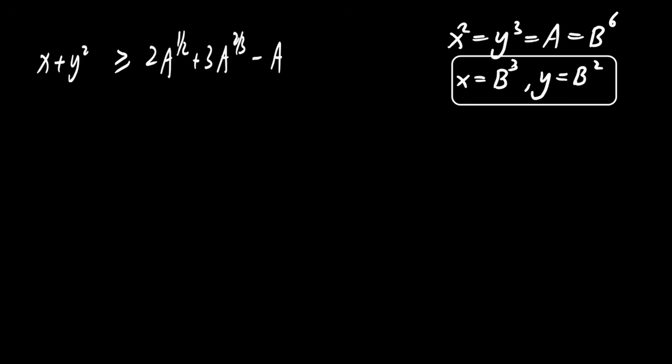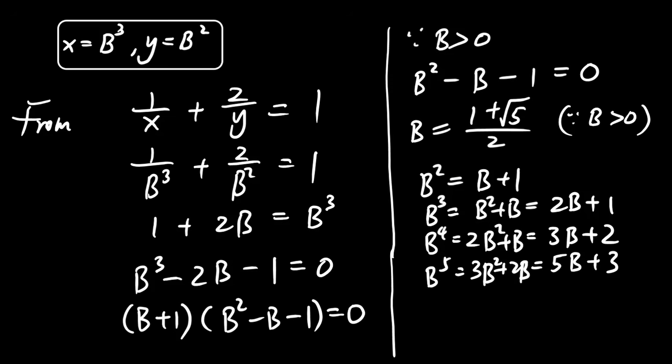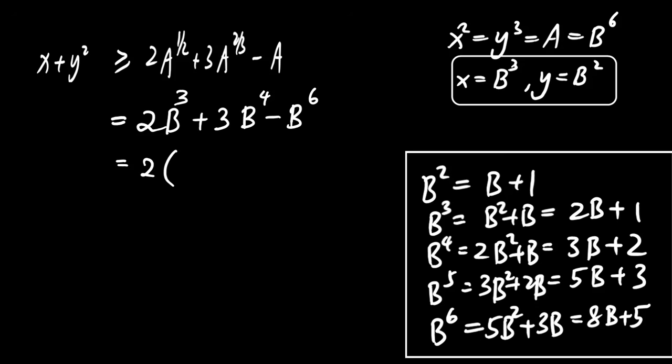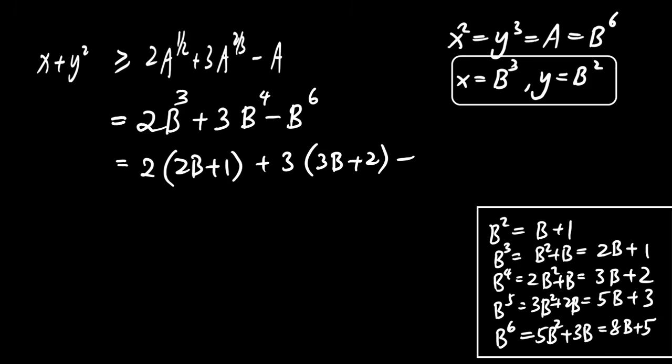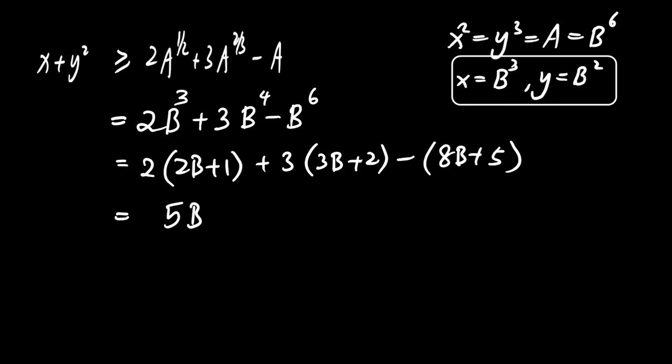x plus y squared is greater than or equal to this expression, and therefore this is 2b to the power 3 plus 3b to the power 4 minus b to the power 6. So we still need to do one more. b to the power 6 equals 5b squared plus 3b, and that is 8b plus 5. So this is 2 times 2b plus 1, plus 3 times 3b plus 2, minus 8b plus 5. So that is 5b plus 3.